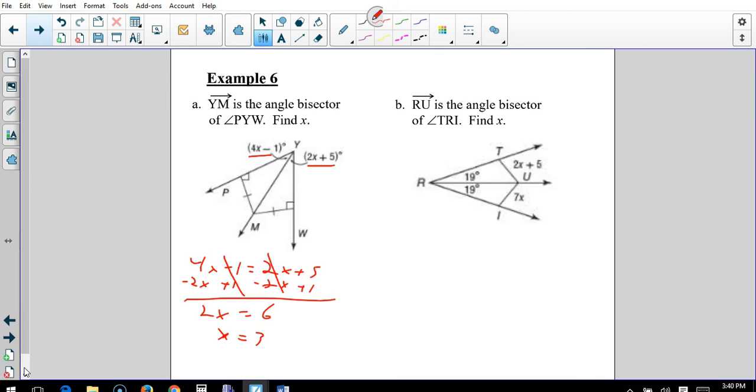Now, RU is an angle bisector. We see 19 and 19. This distance here and this distance here are equal. So 2x plus 5 equals 7x. I'm going to subtract 2x from both sides, which gives me 5 is equal to 5x. Divide by 5, and x is 1.